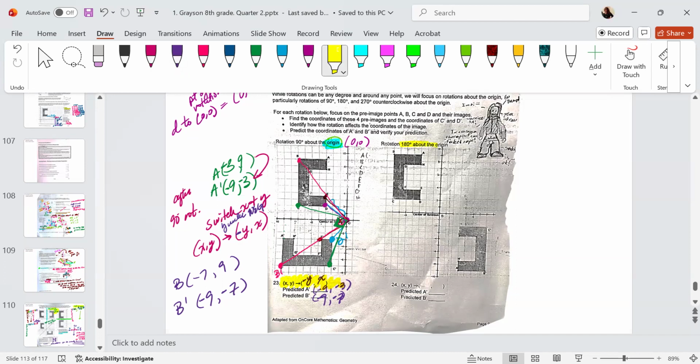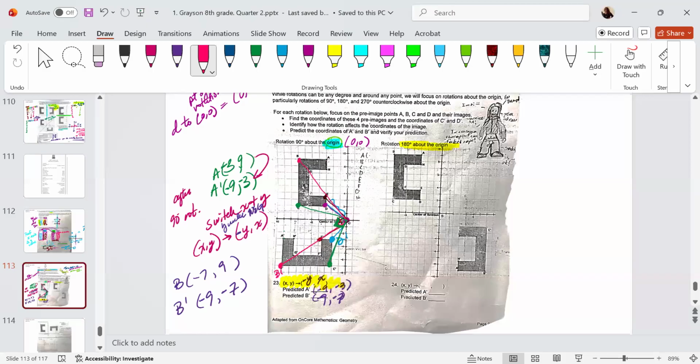180-degree rotation. Now we're completely something different, okay? About the origin. So once again, go get some color pencils, please. And I want you to try this on your own. All right, so here's your origin, correct? So D, now remember, the distance between D to the origin is going to be equal from the origin to D prime, correct? With 180-degree rotation, right?